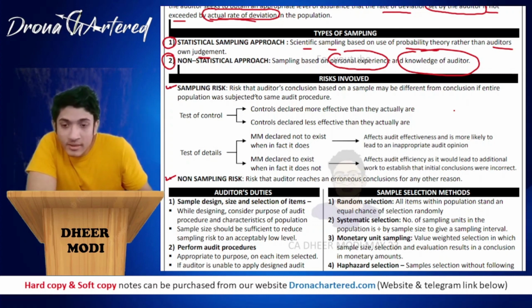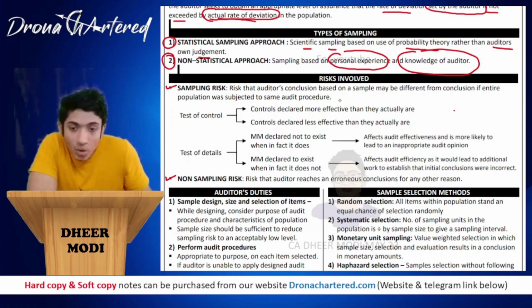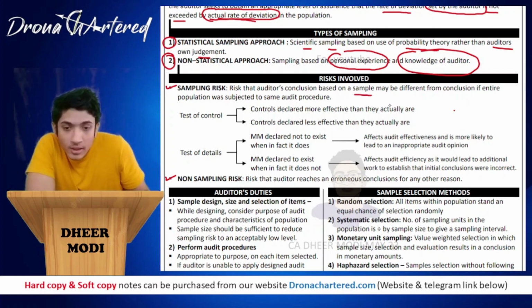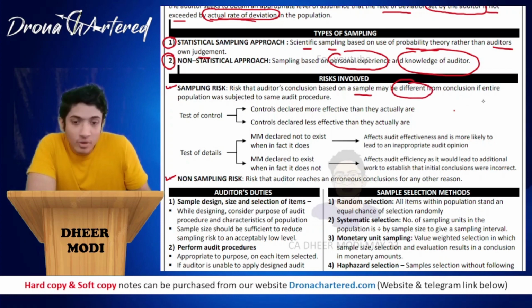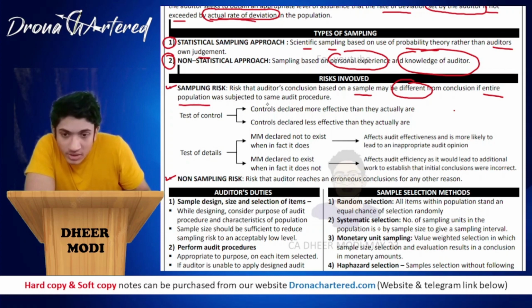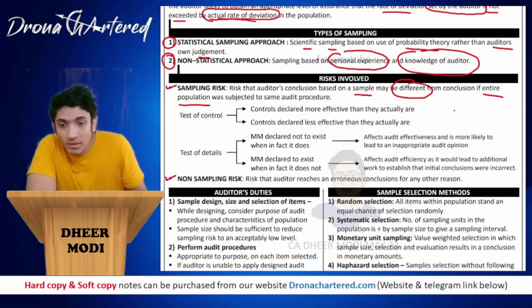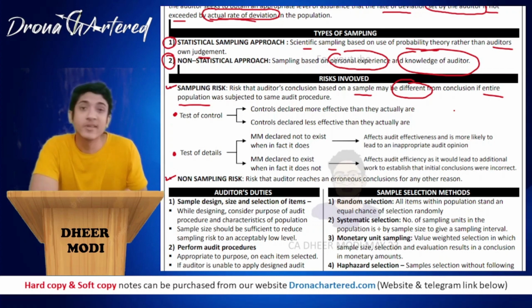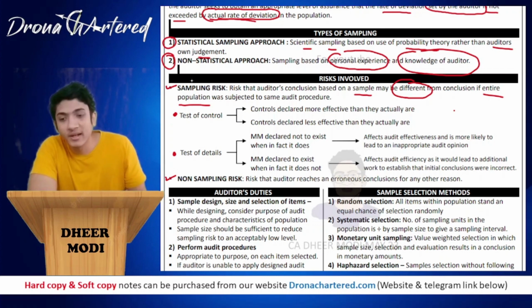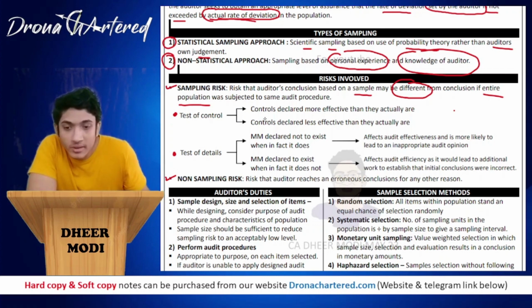So let's read. Sampling risk is the risk that the auditor's conclusion based on a sample may be different from the conclusion if the entire population was subjected to the same audit procedure. So this is a risk due to sampling that you are taking. Okay, so this is also broken into two parts, that is your test of controls and test of details. Now test of controls is controls declared more effective than they actually are.